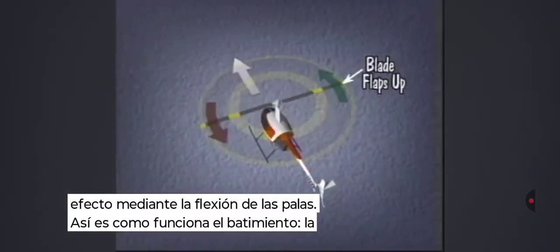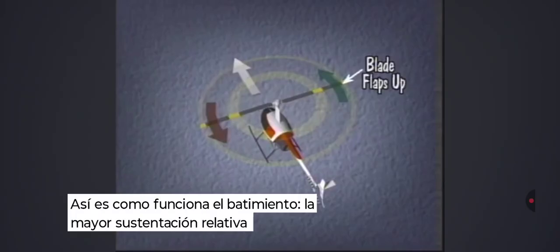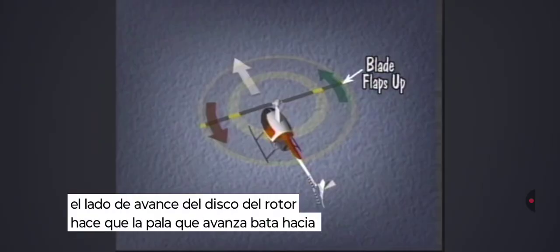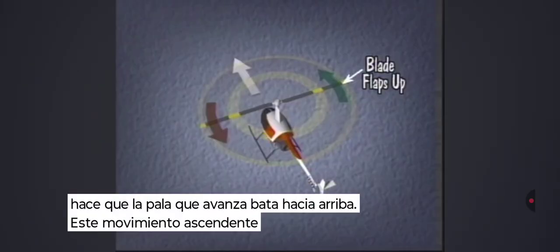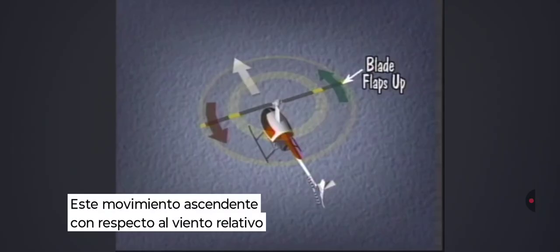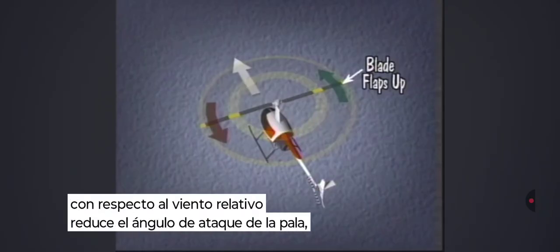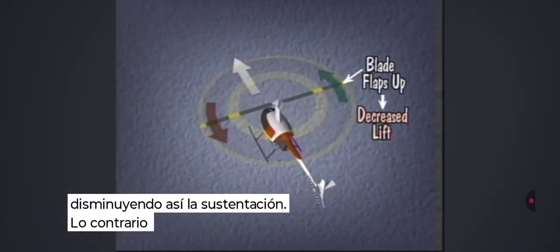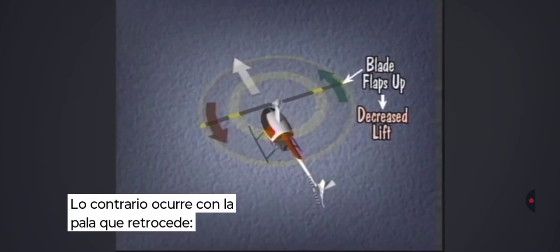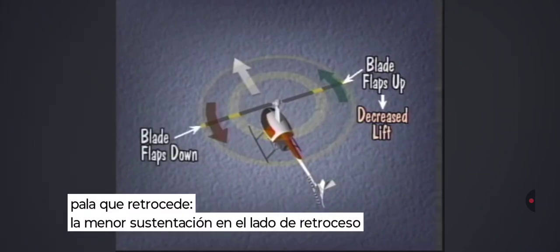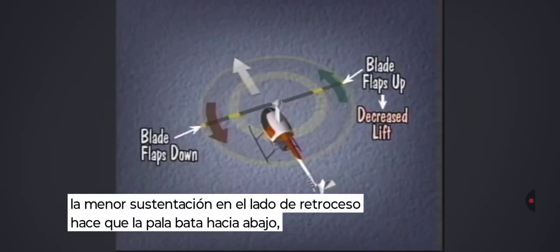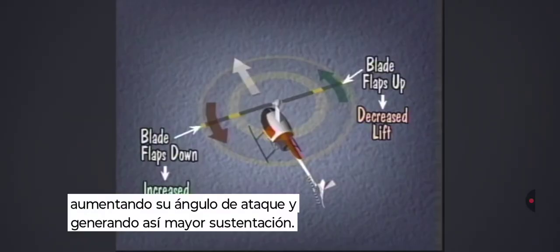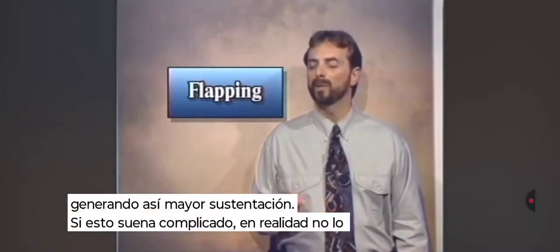Here's how flapping works. The greater relative lift generated on the advancing side of the rotor disc causes the advancing blade to flap up. This upward movement, with respect to the relative wind, reduces the angle of attack of the blade, thus decreasing lift. Just the opposite occurs with the retreating blade. The reduced lift on the retreating side causes the blade to flap down, increasing its angle of attack, thus generating increased lift. If this sounds complicated, it's really not.